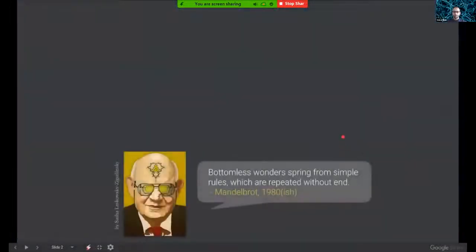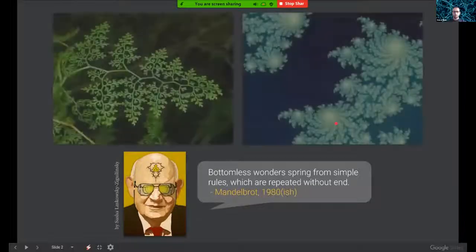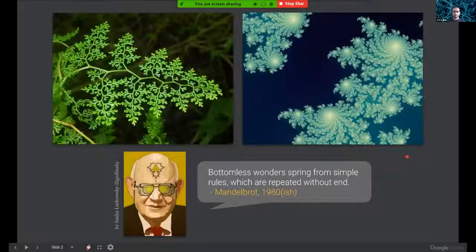Before I start about the project, let me just quote one of the great minds of the last century, Benoit Mandelbrot, just to give a nod to his work and to fractals. "Bottomless wonders spring from simple rules which are repeated without end." And I think most of us know where all this went and what kind of understanding about our world, nature and systems this has brought.